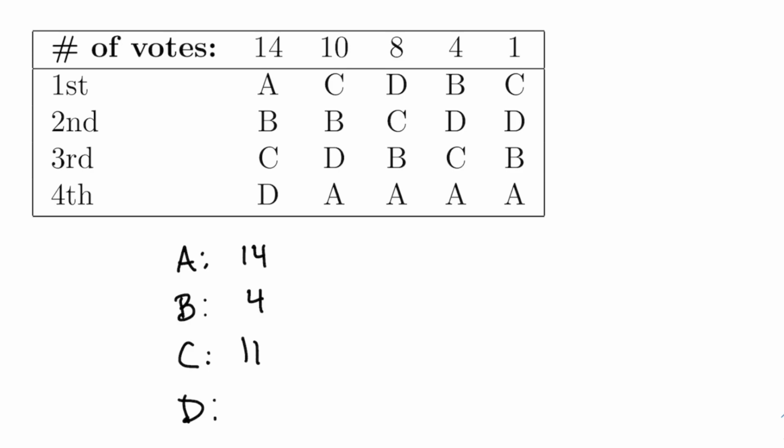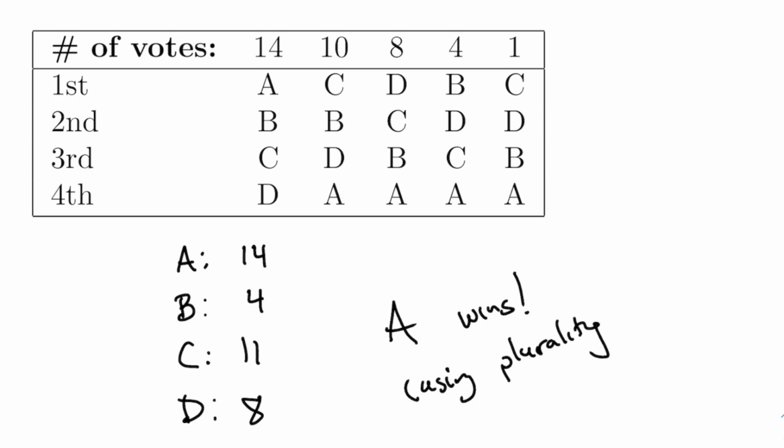And D appears in the top position here 8 times. So that would be 8. And so A is the winner using the plurality system. It is always important to know which system you're using. It could be a different winner if we use some other way of counting up the votes. All right? So A is the winner using the plurality system.